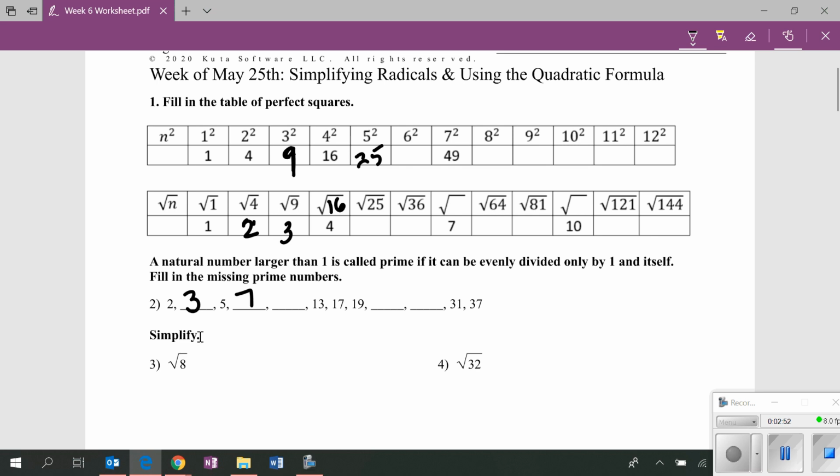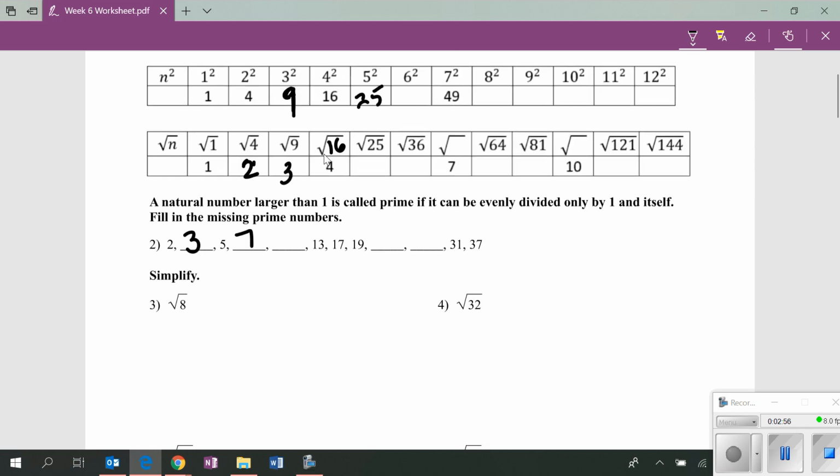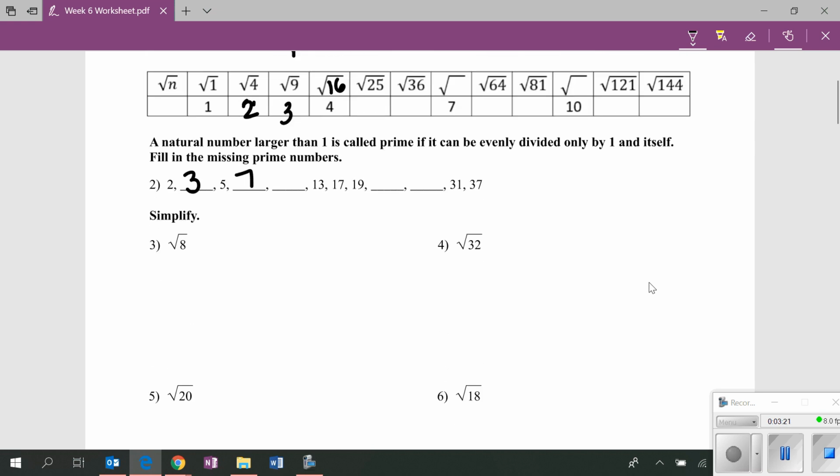Here, we're simplifying radicals, okay? So the fancy thing about perfect squares, like we saw in the table above, is that these numbers are divided by a number that's kind of like doubled, right? 9 divided by 3 is 3. 16 divided by 4 is 4. Okay? So it's kind of like you're looking for those pairs, those doubles.